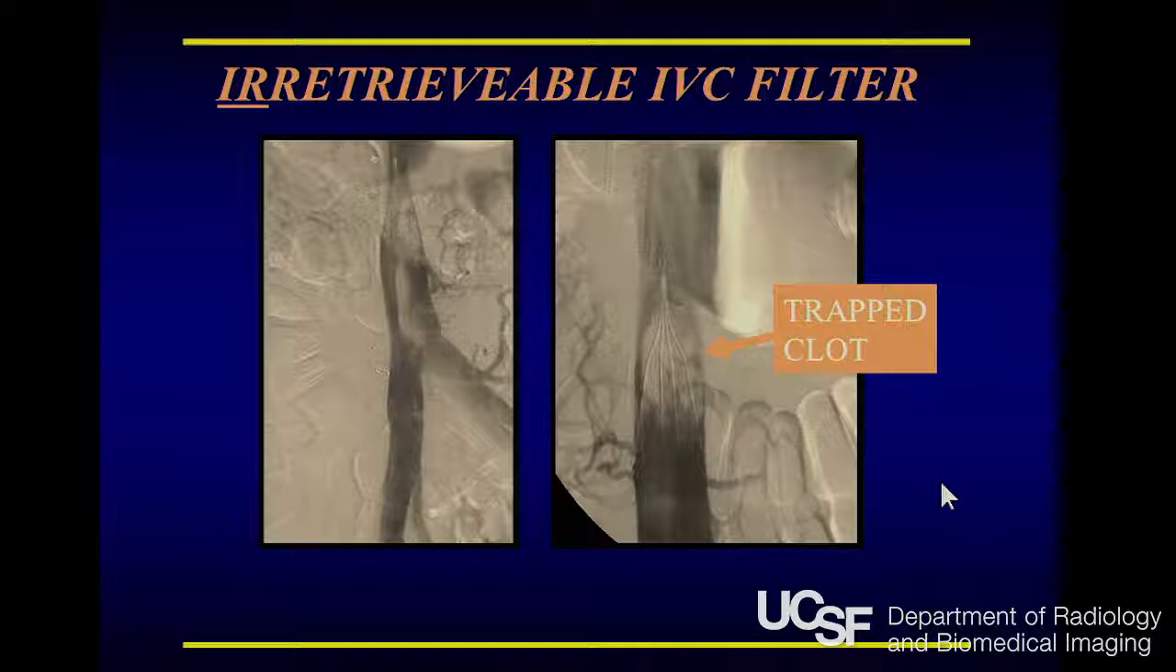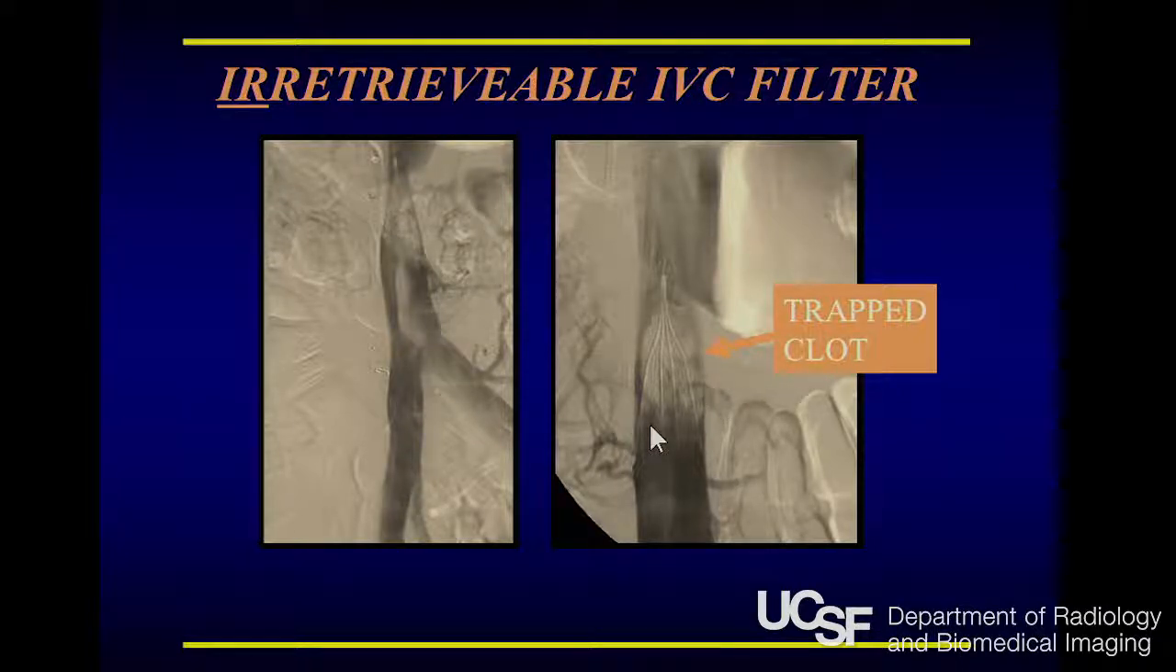Now this would be an irretrievable filter. This is a filter that's basically done its job. Some clot embolized and the filter trapped it before it made it to the lung. So we can't take this filter out, of course. So the options are to leave the filter in, just declare it a permanent filter.